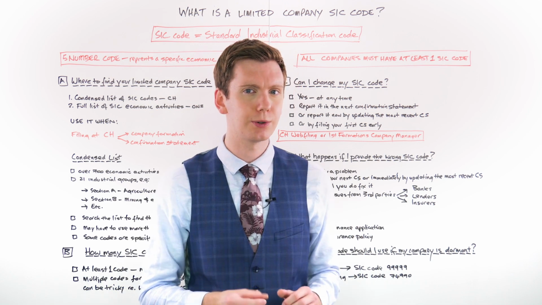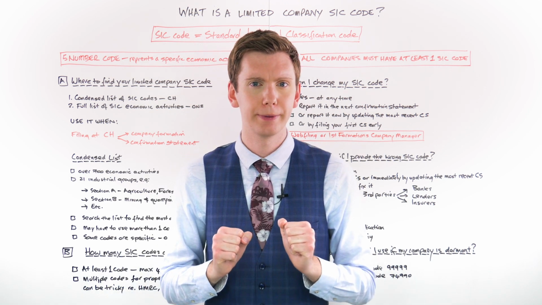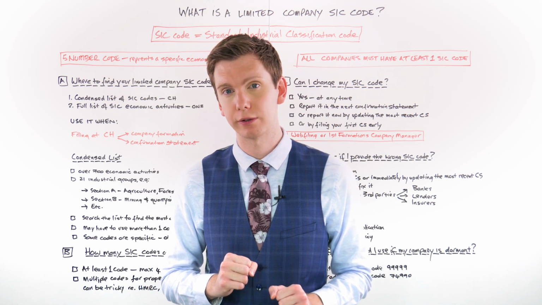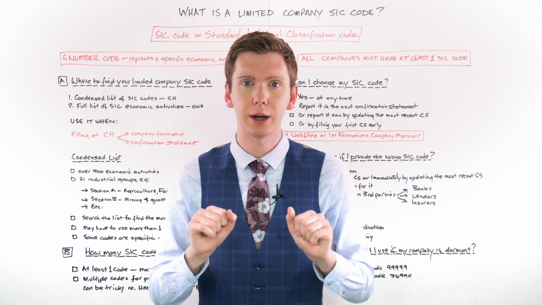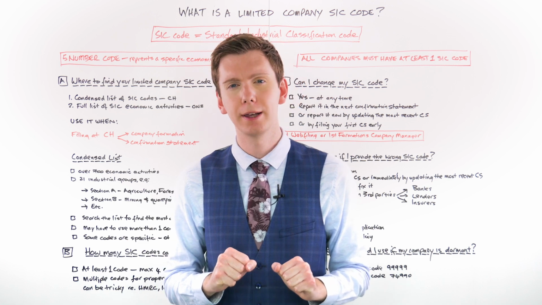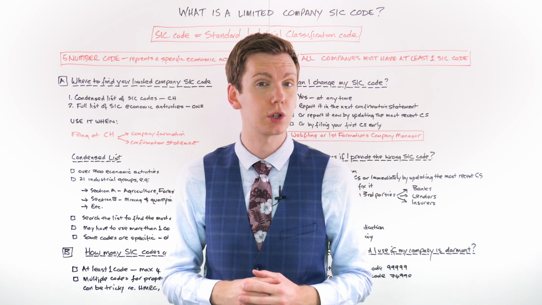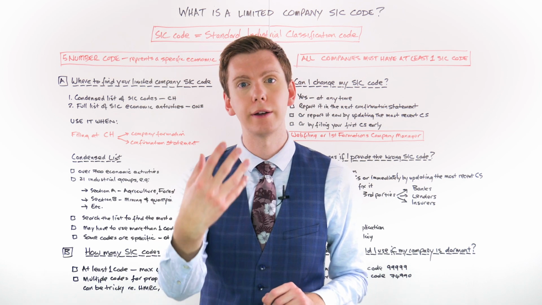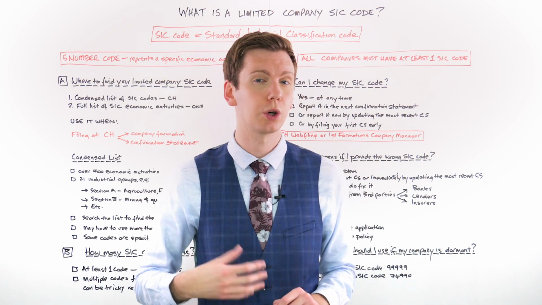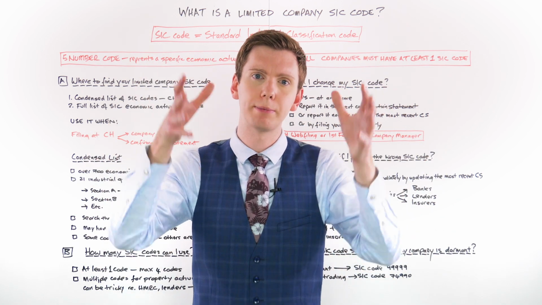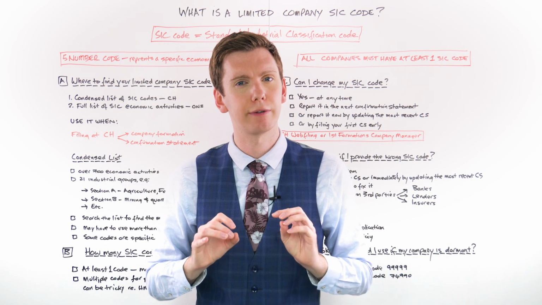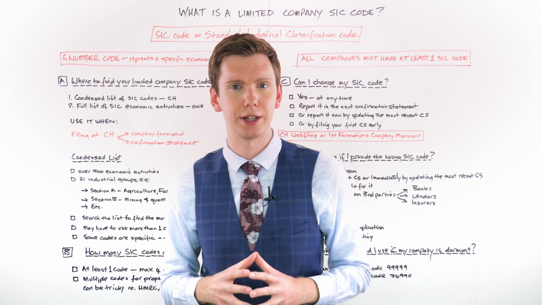But how many SIC codes can your company actually report? Now, we mentioned at the start that at least one code has to be provided during the formation process, even if your company is dormant or non-trading. Most people find that one is sufficient for their needs. However, you can use up to 4 if your business activities are varied or complex or simply can't be described in one single code.